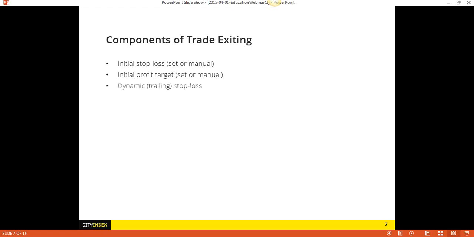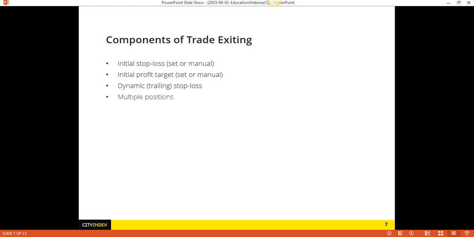Okay, and then we talk about dynamic or trailing stop losses, okay? And this is a very useful method for locking in your profits. A lot of people use this, but a lot of people don't. So, I think if you're not used to using the trailing stop loss, and when I say trailing, it could either be automatic or it could be manual. What I usually do is I use a manual trailing stop loss. Okay, and I'll show you that in a minute.